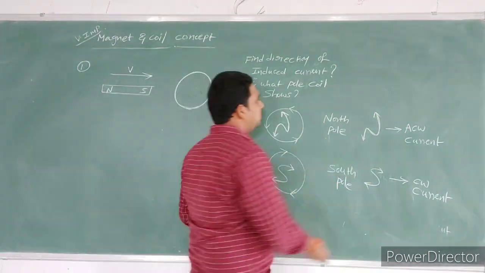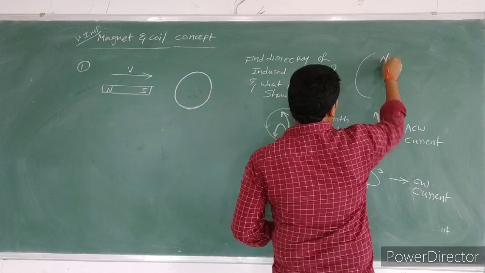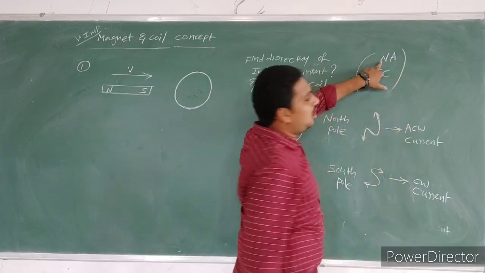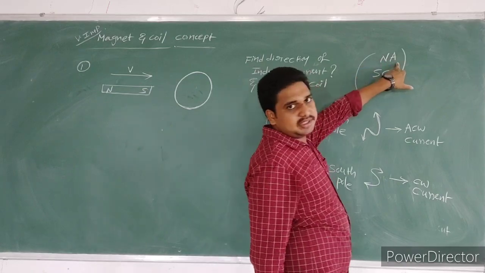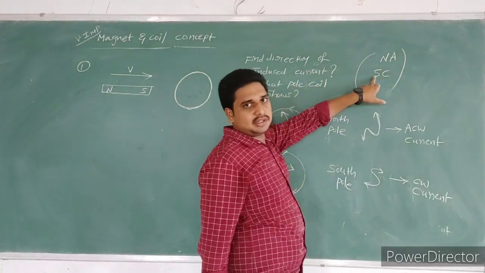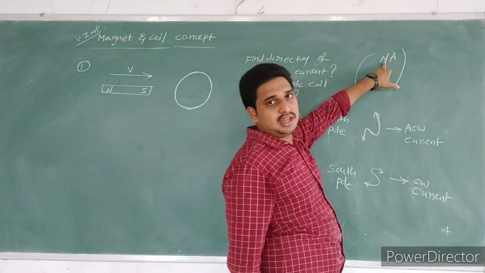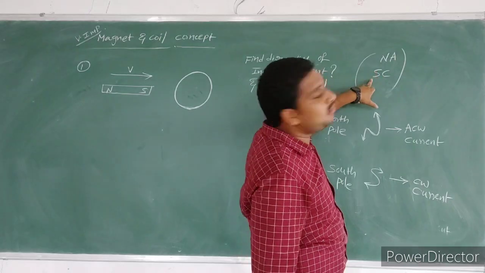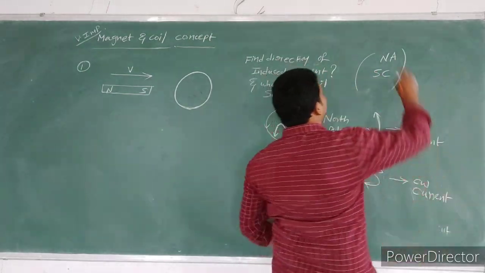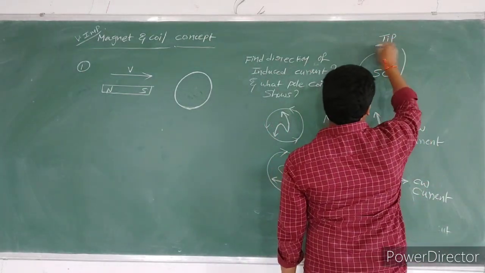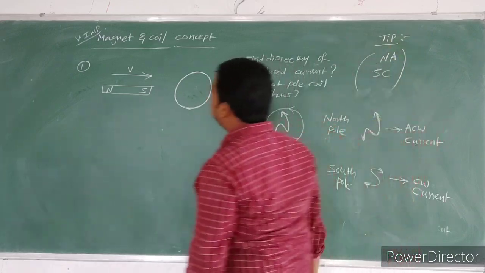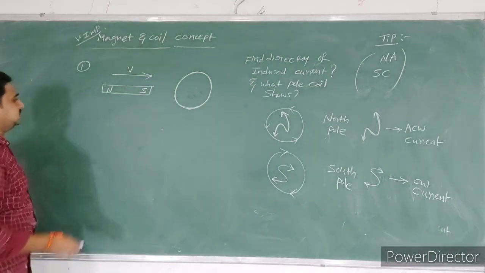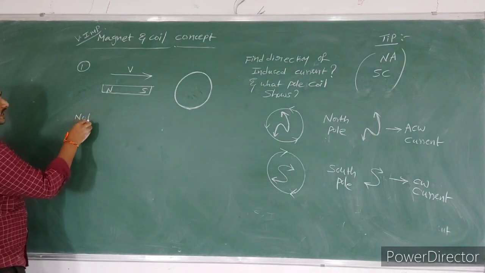So here the memorizing tip is NASC. What is the meaning of this? N means north pole means anti-clockwise direction, S means south pole means clockwise direction. So the memorizing tip is NASC. Now this is one note point, and one more note point is there. This note point is very, very important.